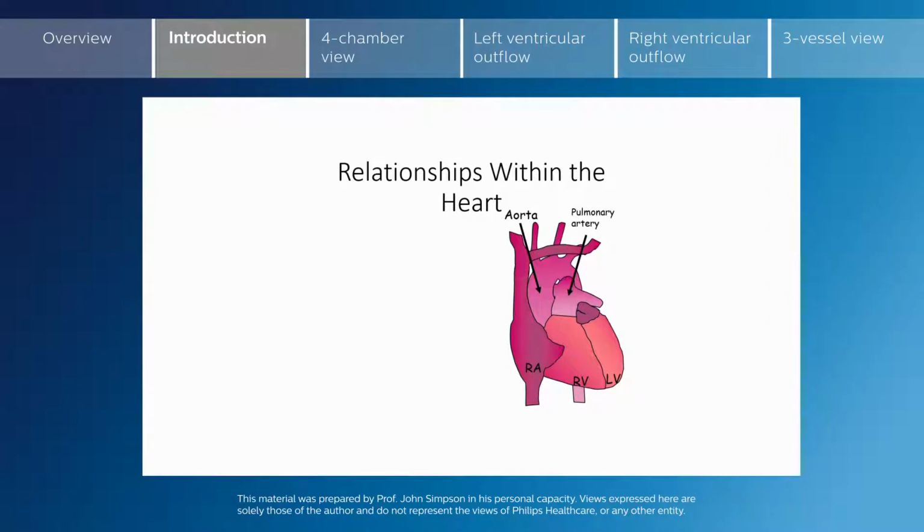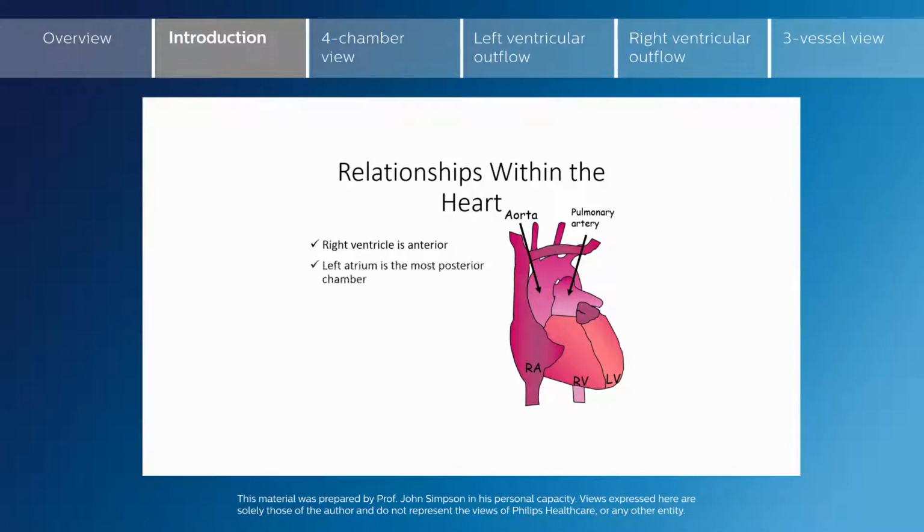We can also see that the pulmonary artery arises most anteriorly, with the aorta being tucked in behind, such that the pulmonary artery is anterior and to the left at point of origin from the heart.